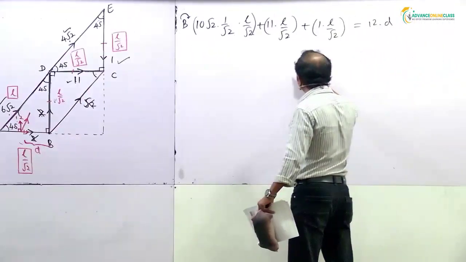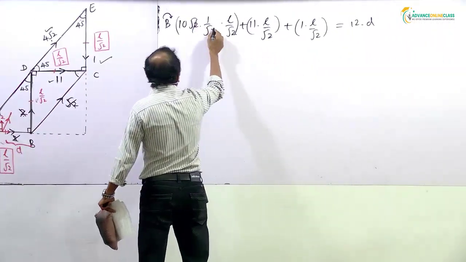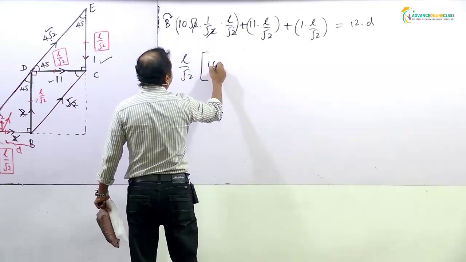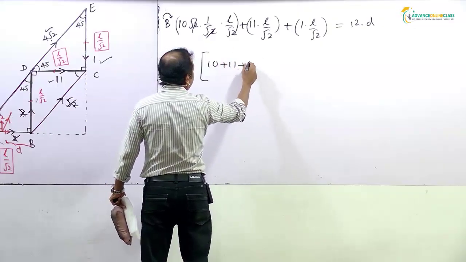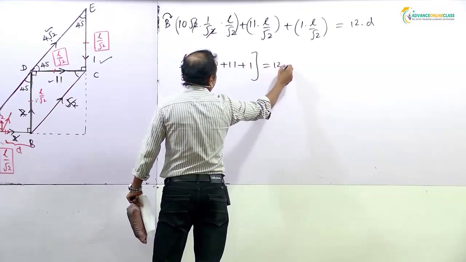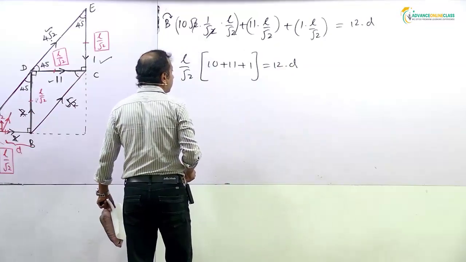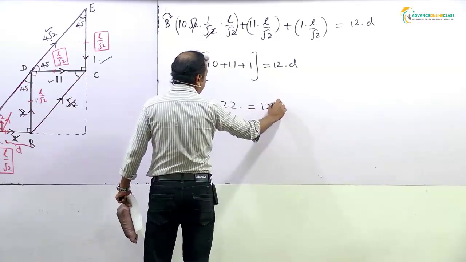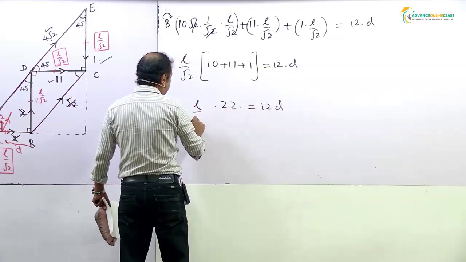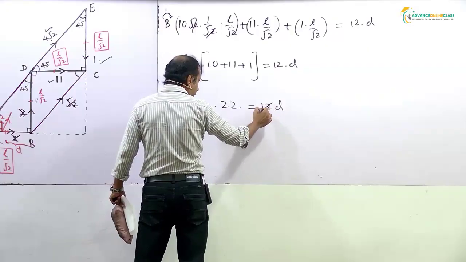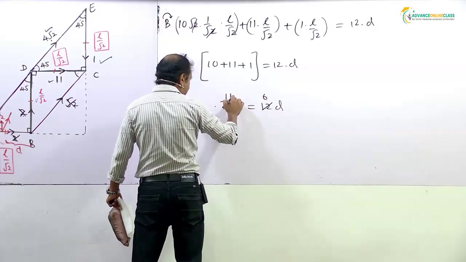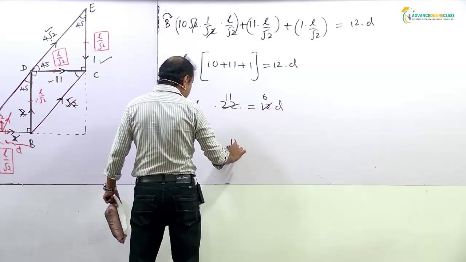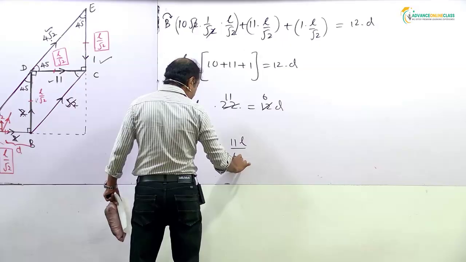Now you have to find this. Right? This and this you can cancel down. Take L over root 2 out. Here 10, here 11, and here 1. 12D. Here we get 22 equals 12D. Here L over root 2. Here 6. Here 11. Then we get D. 11 simple L over 6 root 2. Okay.